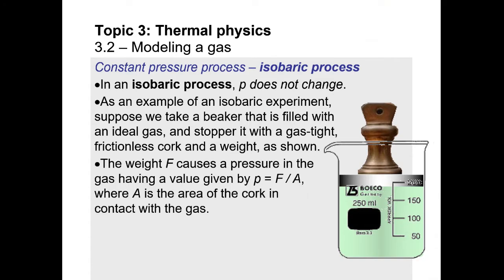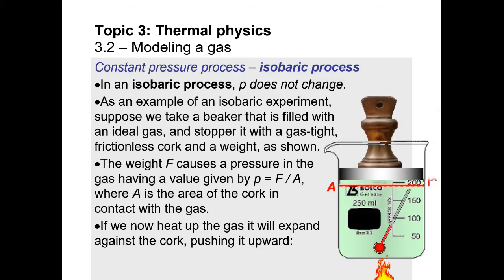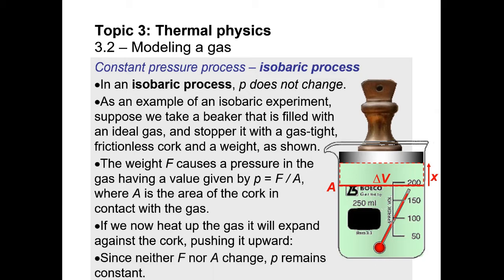The weight F causes a pressure in the gas having a value given by P equals force over area, where area is the area of the cork in contact with the gas. You can see from the red highlight. If we now heat up the gas, it will expand against the cork, pushing it upward. Since neither F, the force, nor A change, P remains constant.